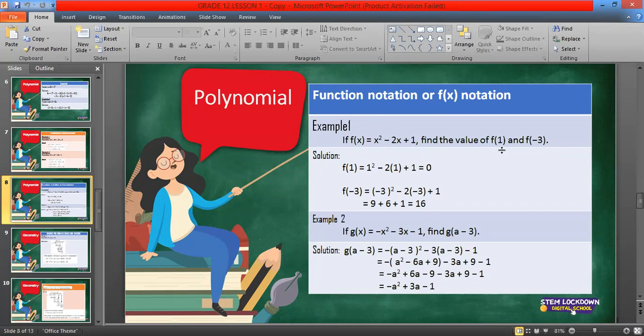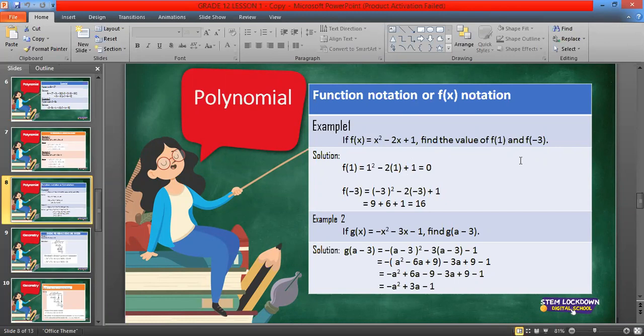Here it says f of x. So now we are looking for f of 1, meaning where x is, we take it out and replace it with 1. So in all the equation, wherever you find x, we replace it with 1. So f of 1 equals 1 squared minus 2 times 1 plus 1, and that will give us 0. 1 squared is 1. Minus 2 times 1 will give you minus 2. Plus 1 will give you 0.